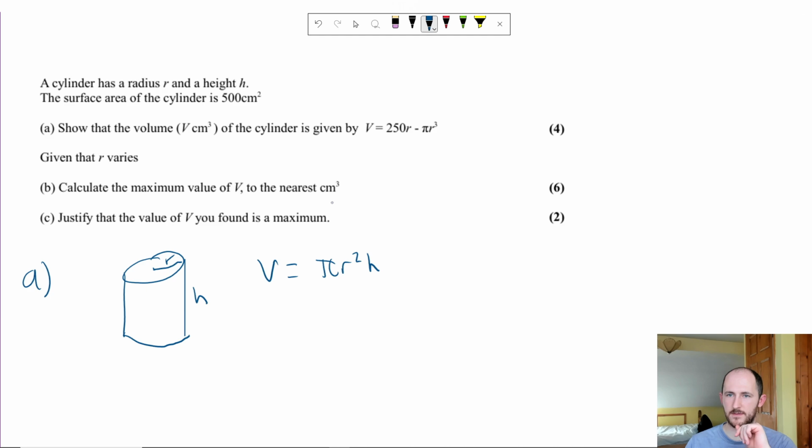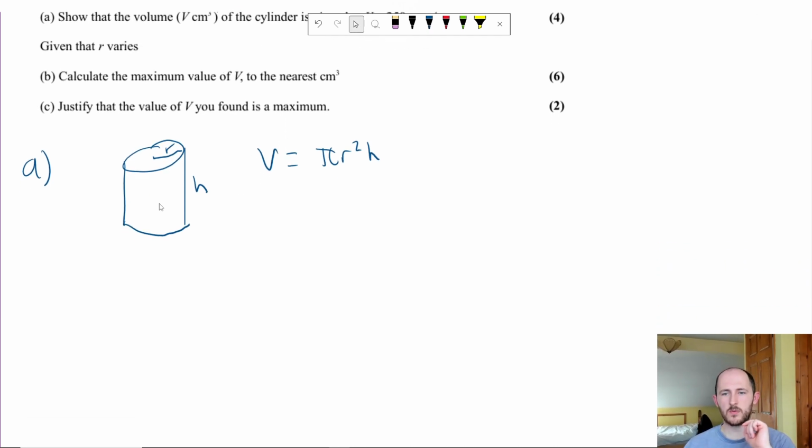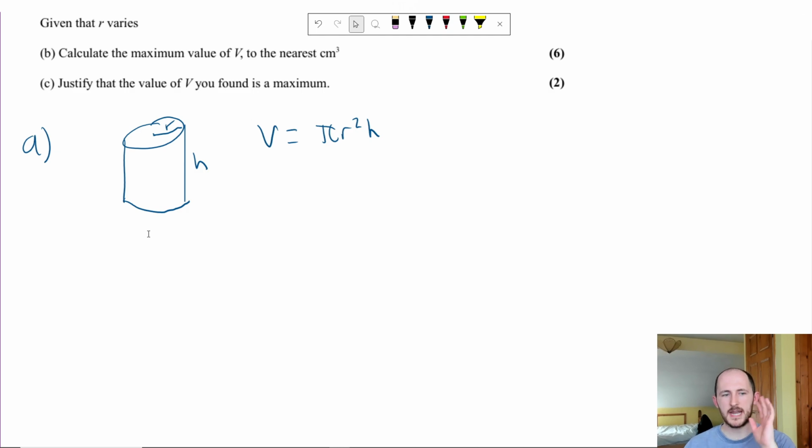But look, they've given me a value for the surface area. So all I need to do is work out the surface area. Now, the year 13s at my school have recently done their exams, and I did hear a bunch of them asking, oh, how do you work out the surface area? How do you work out the surface area?